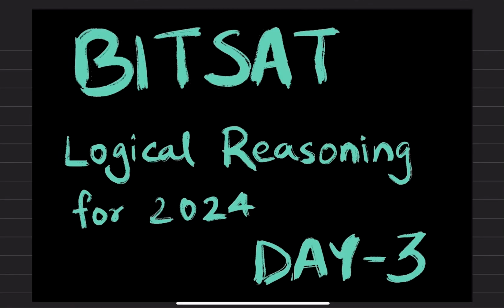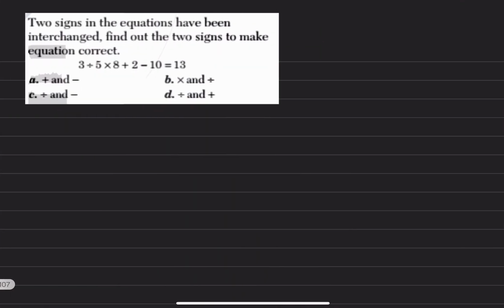This is part 3 of the mini series that we are having to solve logic reasoning questions from previous year BITSAT papers. Let's go ahead with the questions. This is the first question. Let's read it. Two signs in the equation have been interchanged. Find out the two signs to make the equation correct.